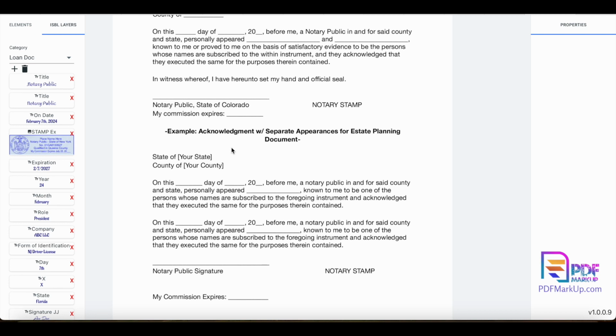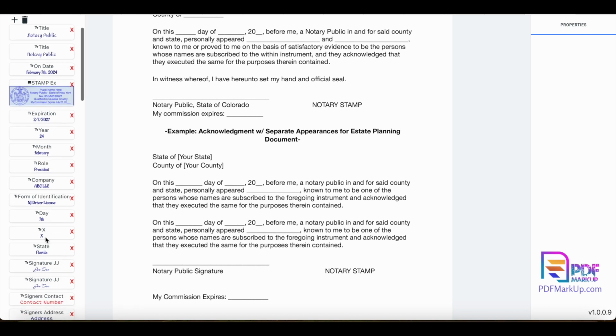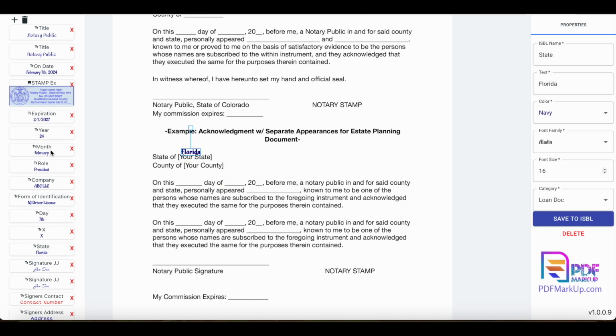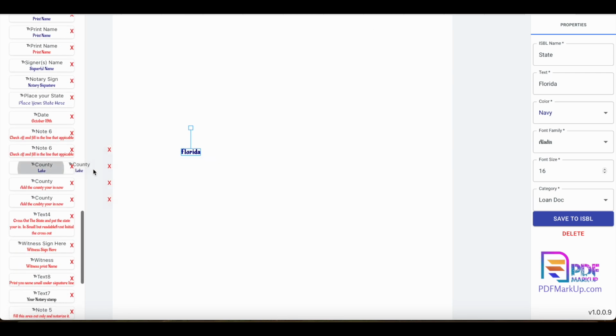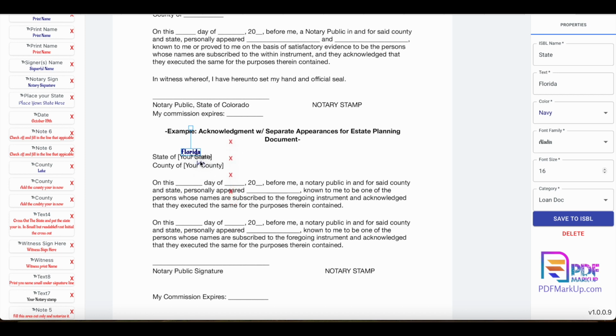So in this case, this is what you would do. You would put the state that you're in. In this case, we're in Florida, right? This would be blank. It'd just be a line. So you'd put Florida there in the line. Then you'd have Lake, because that's the county we just chose to use. So you put Lake there.